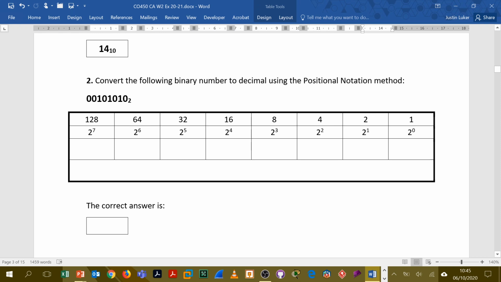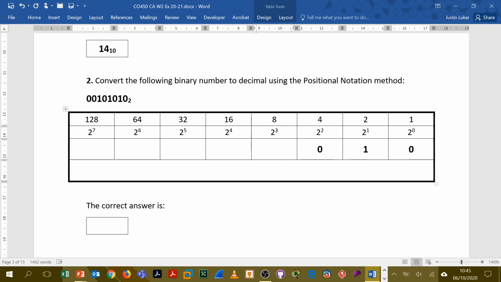So that's what I'm going to do here. So let's do that from right to left. So 0, 1, 0, 1, 0, 1, 0, 0. There we go. So I've re-represented the number here underneath the columns, and then I need to take the numbers that are above it and add it up.